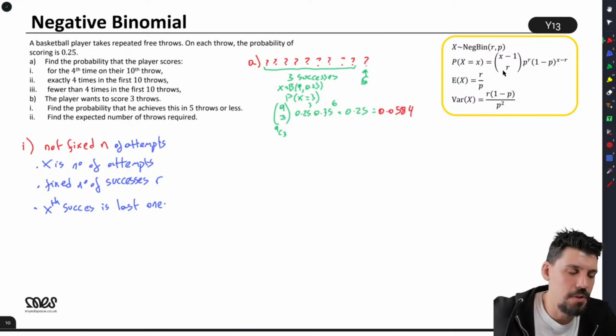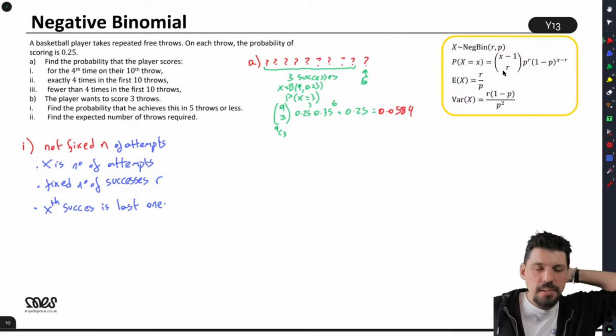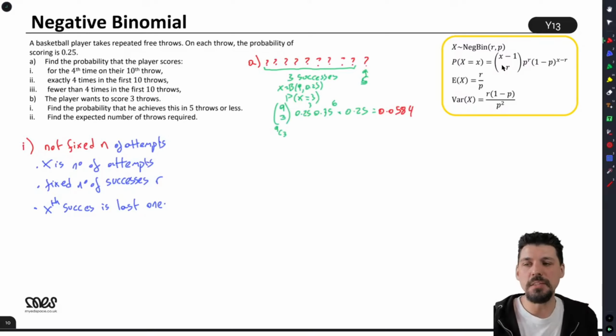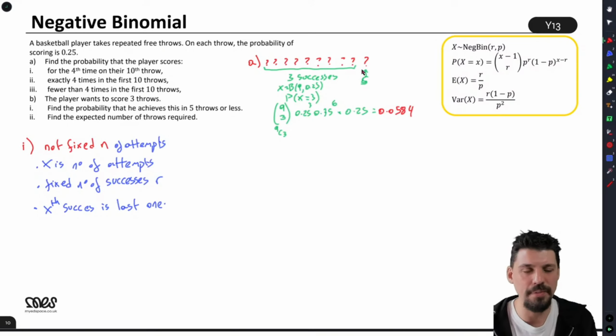Yes, so just to say what the calculator is using. This is why I tend not to use this. There are two different ways to think about the negative binomial. X could either be the total number of attempts, or X could be, in this case, 10, or I think the formula you have there is for n minus 1. So you're saying X is the number of attempts before you get that last success. It's why, quite honestly, it's not that useful.